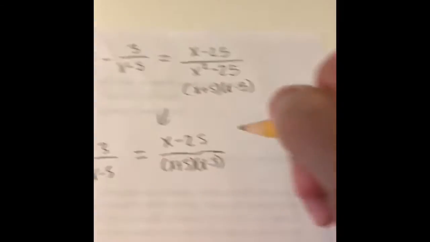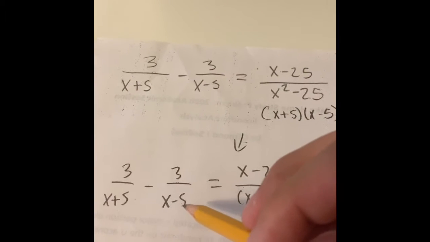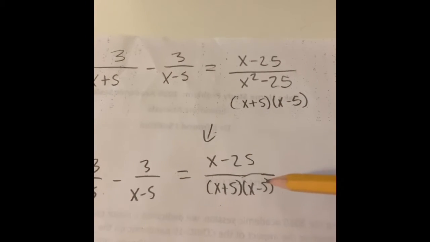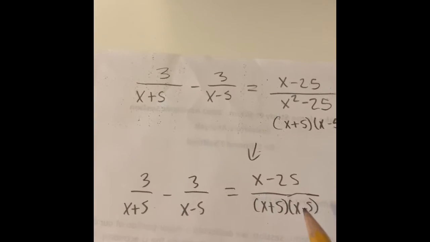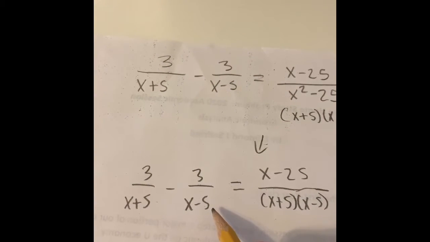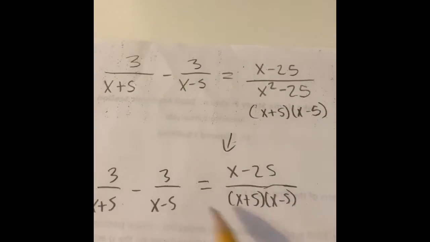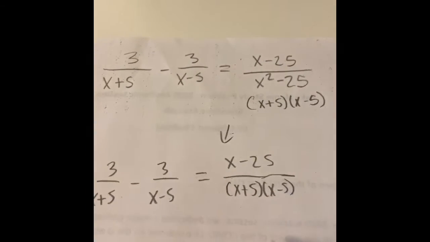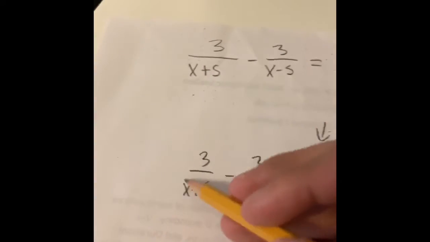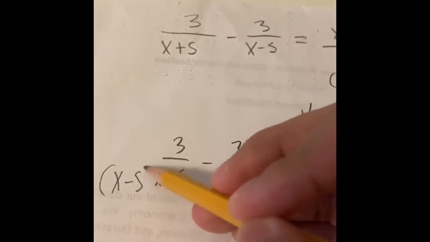And now from here, look. There's an x plus 5 here, and there's an x minus 5 here. And this has both. So basically what we have to do is multiply by an x plus 5 here and an x minus 5 here, and then we would get this, because this is our least common denominator. So here we could just multiply by x minus 5.